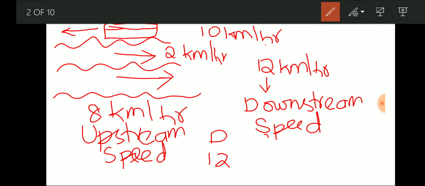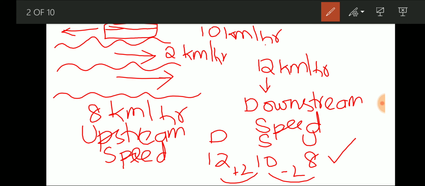The boat speed is going to be 10, and upstream speed is going to be 8. It's very simple, the same procedure. We have 10 as still water. 10 minus 2 gives you 8, which is your upstream speed. The same 2, the stream speed of 2, is added to still water and gives you the downstream speed, which is 12.